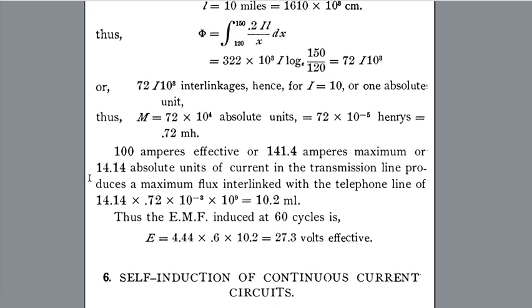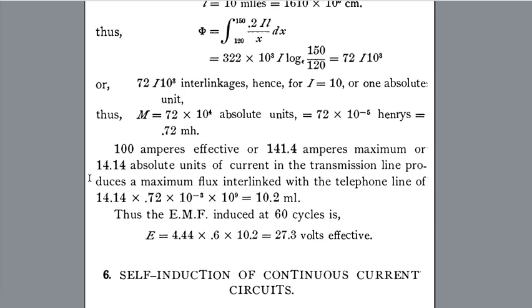100 amperes effective, or 141.4 amperes maximum, equals 14.14 absolute units of current in the transmission line. This produces a maximum flux interlinked with the telephone line of 14.14 times 0.72 times 10 to the minus 3 times 10 to the ninth, which equals 10.2 megalines. Thus, the EMF induced at 60 cycles is E equals 4.4 times 0.6 times 10.2, which equals 27.3 volts effective.